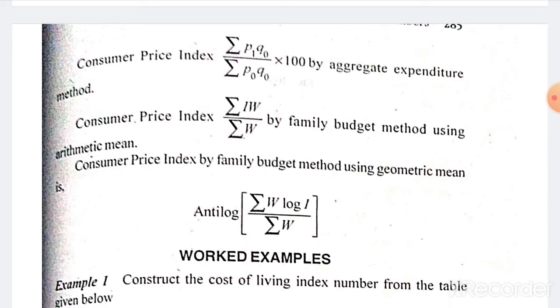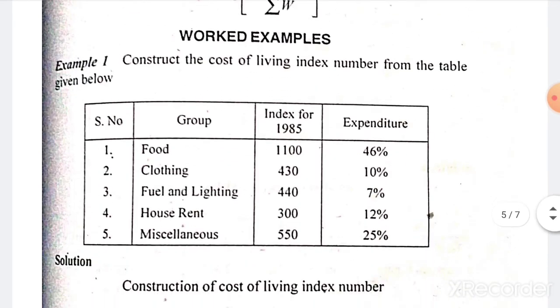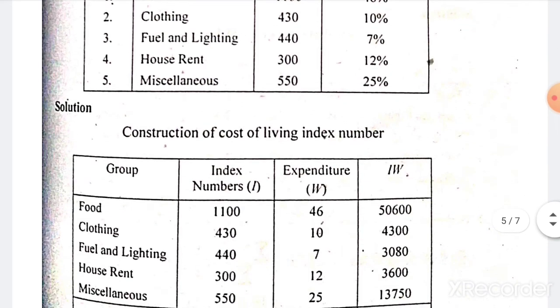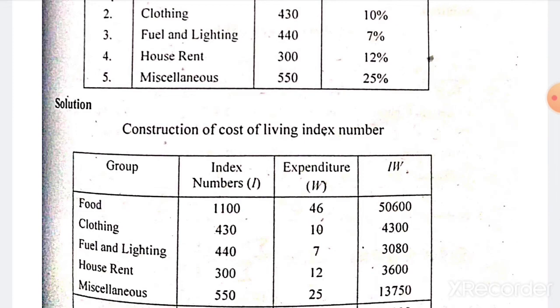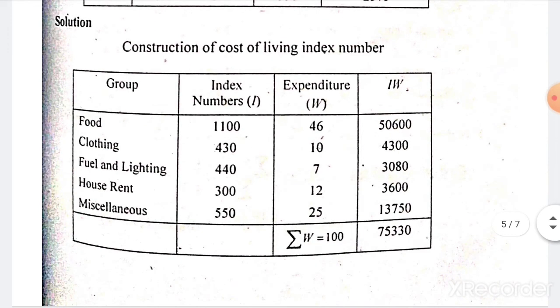So here we see the example. Construct the cost of living index number from the following table. Here they are given the index for 1985 and the expenditure, so we go for the formula. Expenditure is your W. Index number is your I value. So you have to write the group: food, clothing, fuel and lighting, house rent, miscellaneous. The index numbers are 1000, 100, 430, 440, 300, 550. Expenditure is your weight: 46%, 10%, 7%, 12%, 25%.